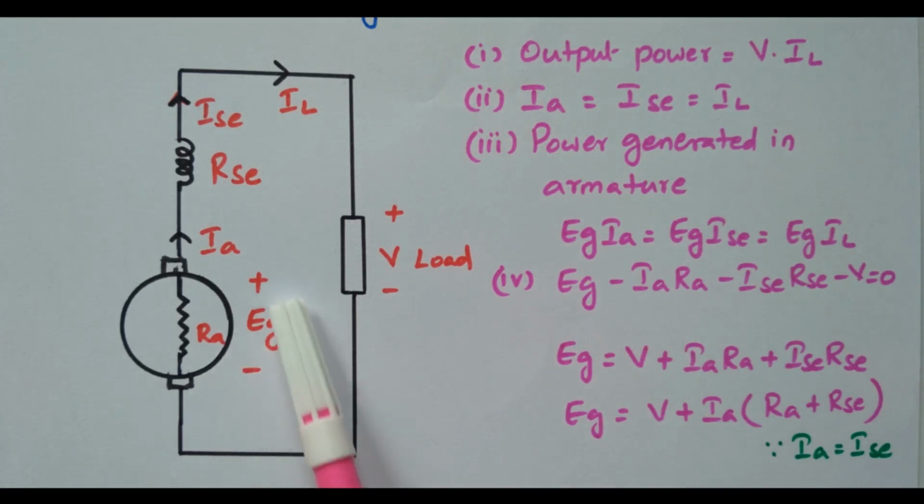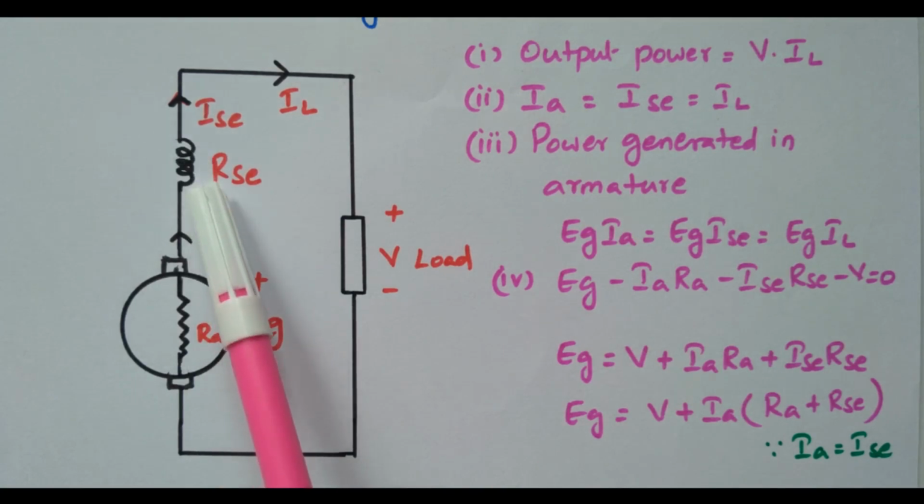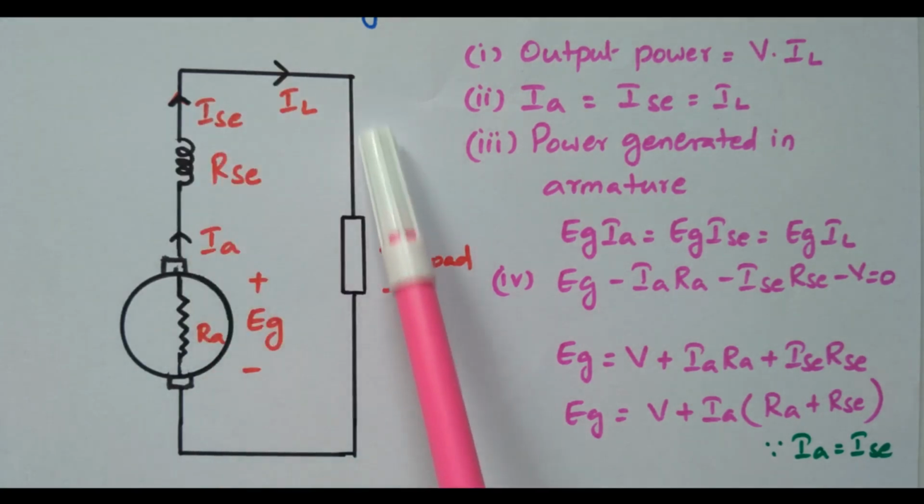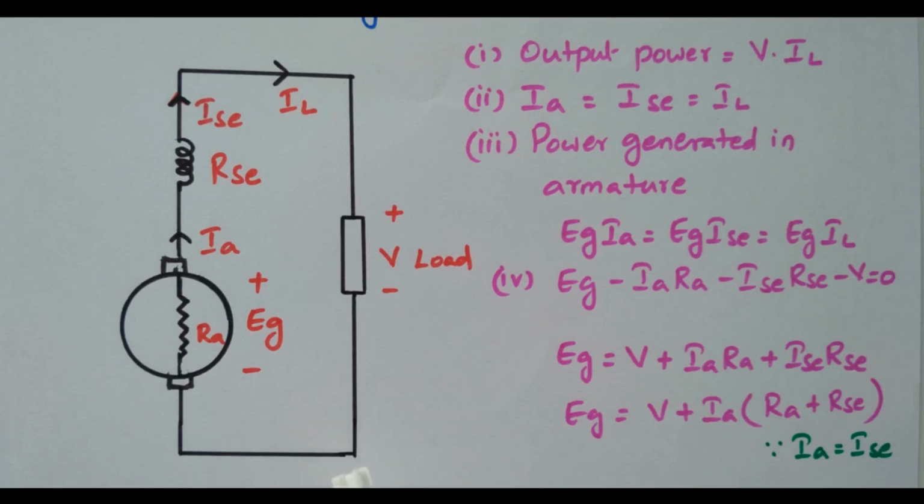The generated EMF will be EG, right? Some of the voltage will be dropped across the armature resistance and also across the series field resistance. The balance will be available at the load terminal. That is very important. The voltage generated inside the armature, EG, after the drop across the armature resistance and series field resistance, the balance will be available at the load terminal, right? That is given here: EG IA equals ESE plus EG into IL. All are the same because the current is equal.